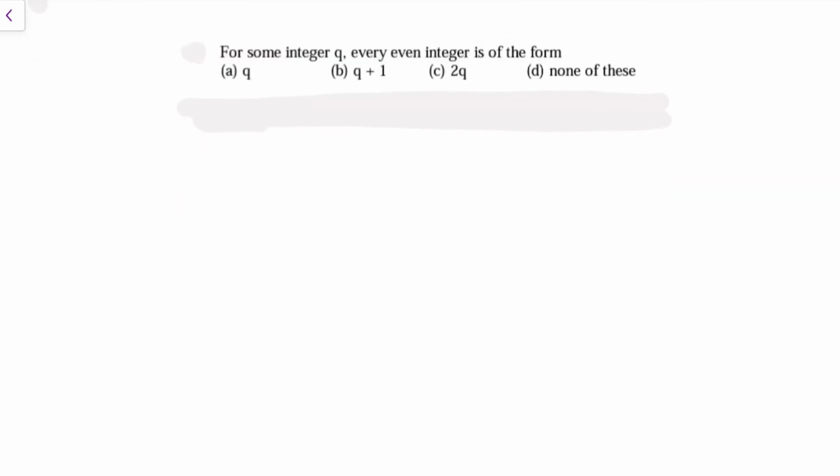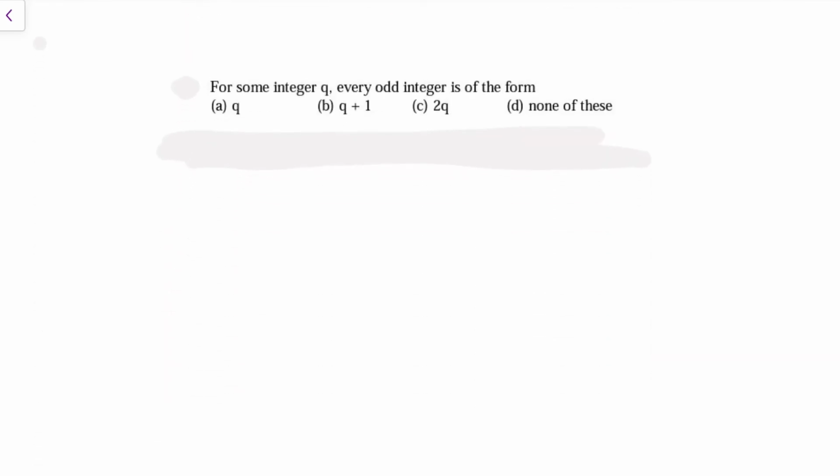Next, for some integer q, every even integer is of the form 2q. For some integer q, every odd integer is of the form, none of the above, because that answer is 2q plus 1. So here the option is not there.